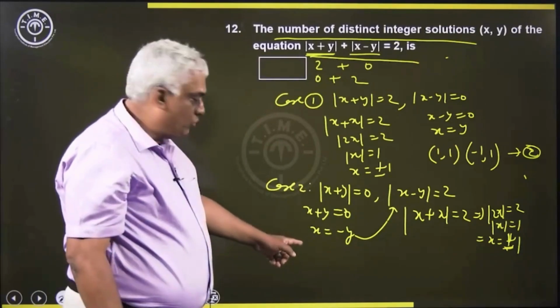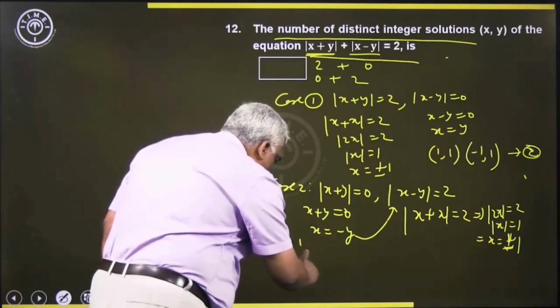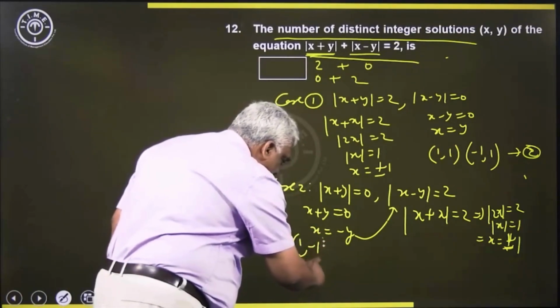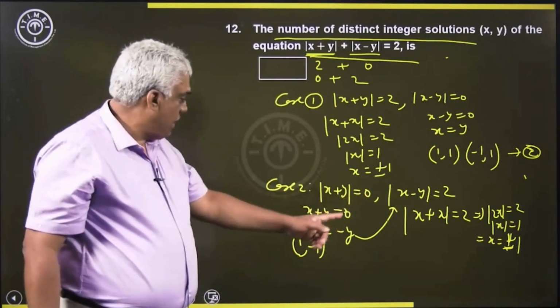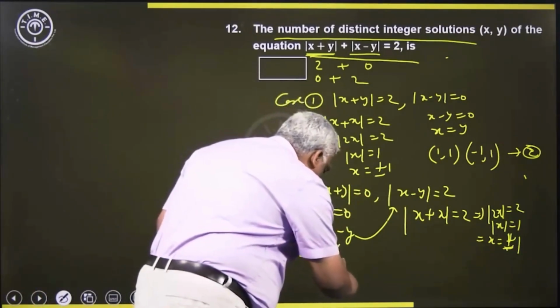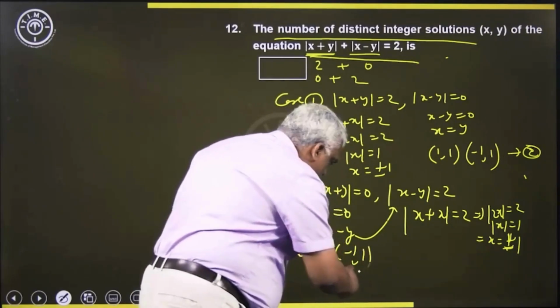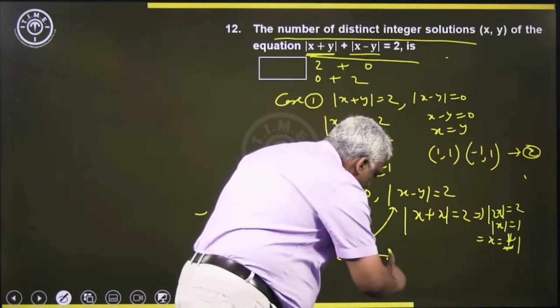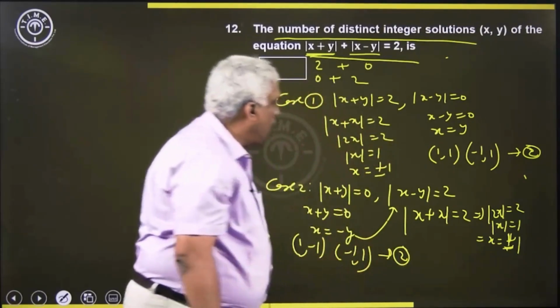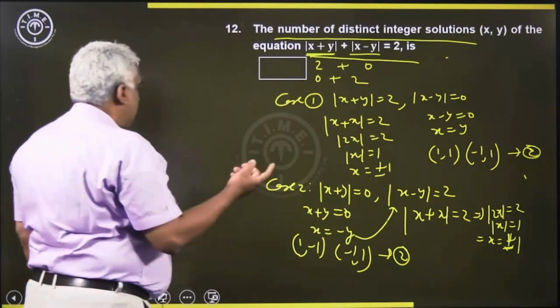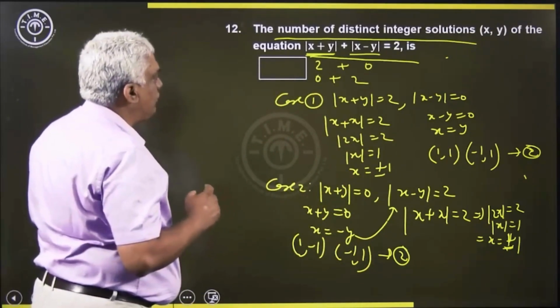Now if x is 1, y will be minus 1, so one solution is 1 comma minus 1, right? If x is minus 1, y will be plus 1, so the other is minus 1 and plus 1. So here we got two more solutions, right? Now there can be a third case, case 3.